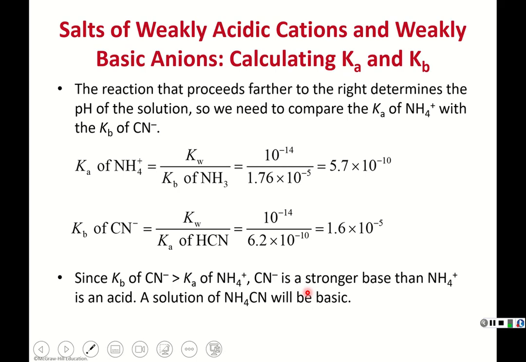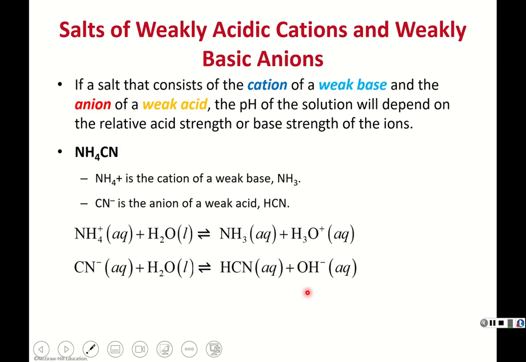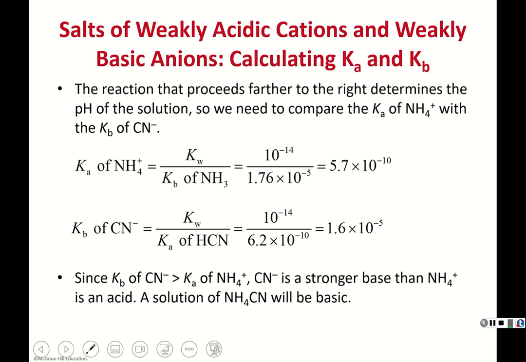And remember, how we determine the strength of an acid or a base is by those equilibrium constants, the Ka and the Kb. So whichever reaction here proceeds further to the right, as those are written, is going to determine the pH of the solution. So we need to compare the Ka for NH4 plus, because it's acting like an acid, and the Kb of CN minus, because it's acting like a base. Okay, so we look at that.